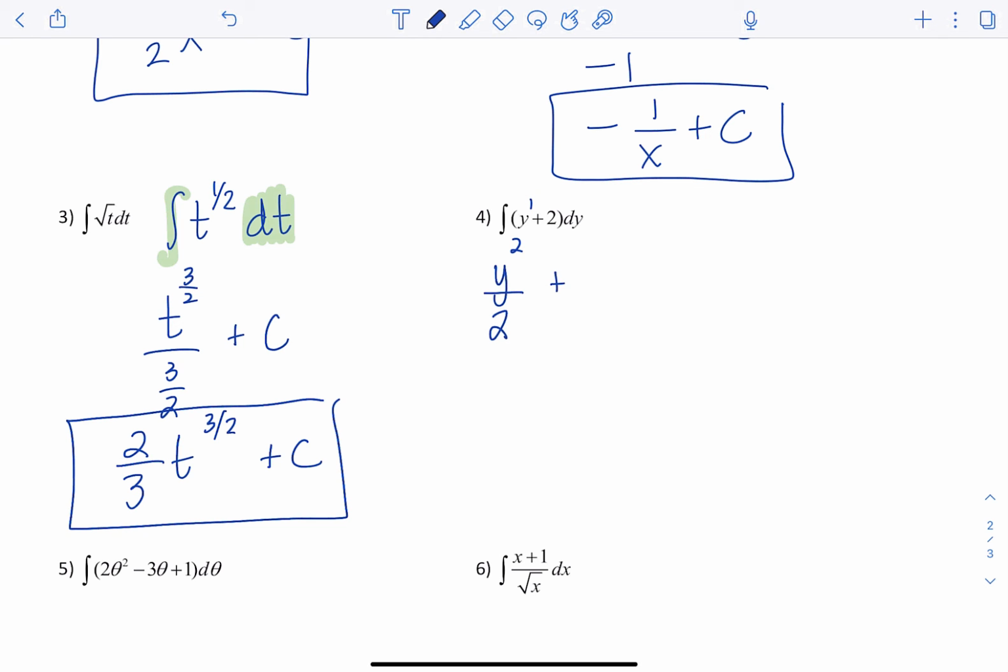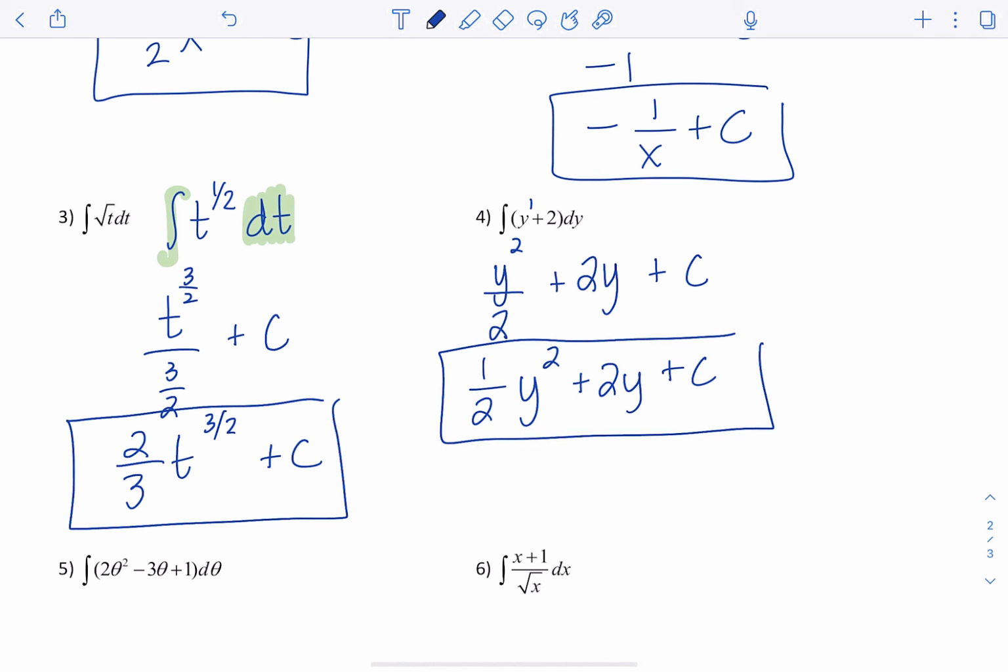And then 2, remember that's just our k rule. And so you do 2 times whatever the variable is, which in this case is y, and then a plus c at the end. I would like to have this rewritten as 1/2 y squared plus 2y plus c. I just like to have the fraction in front of the problem.